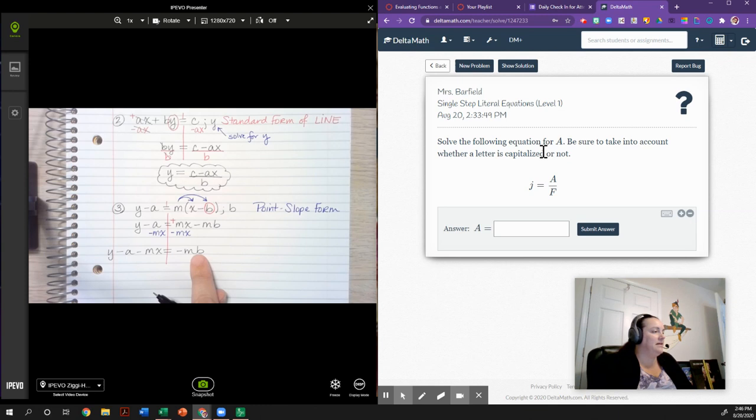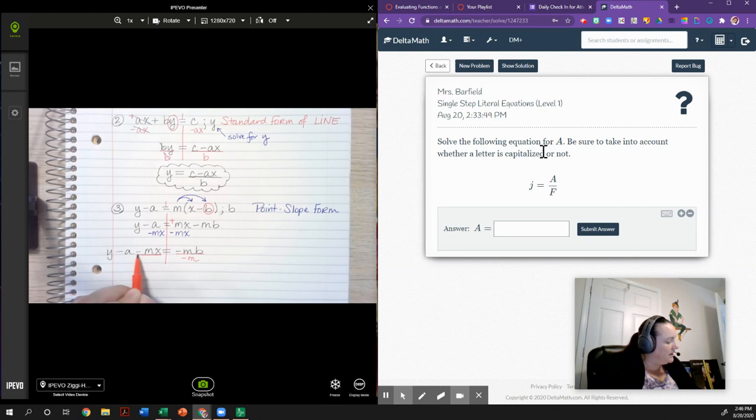Okay, and I'm trying to get b by itself. So that means I got to get rid of this negative m. So I'm going to divide by negative m. And to keep it balanced, I have to divide both sides. So in its entirety, I'm going to divide by negative m. All right, so the negative m's cancel. So I'm left with b equals, I'm just going to recopy this because I'm done. Y minus a minus mx over negative m.